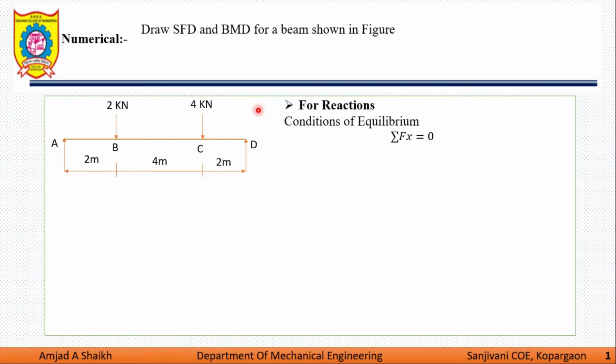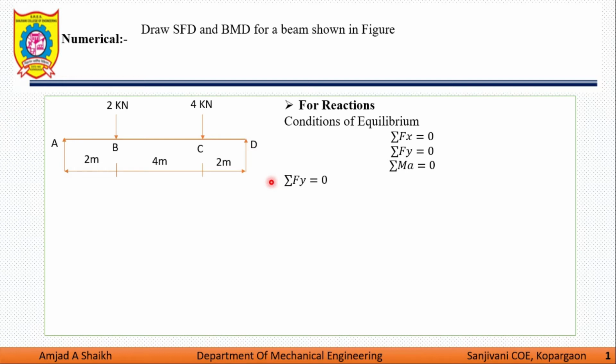Summation of Fx is equal to 0. Summation of Fy is equal to 0. Summation of moment about point A is equal to 0. Here we are going for summation of Fy and summation of moment. Summation of Fy is equal to 0.